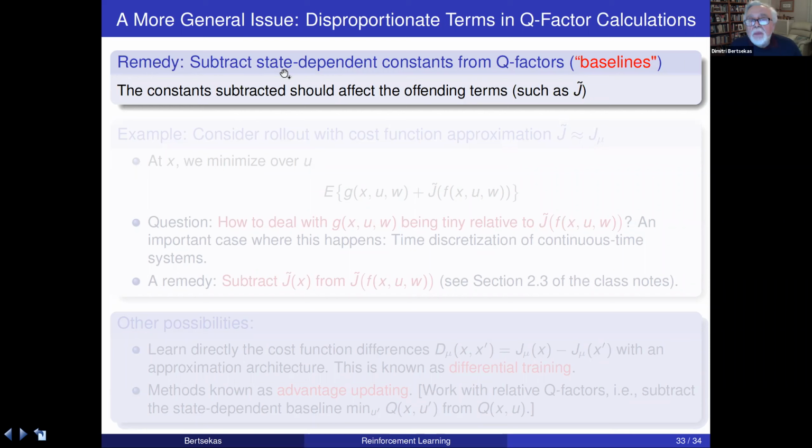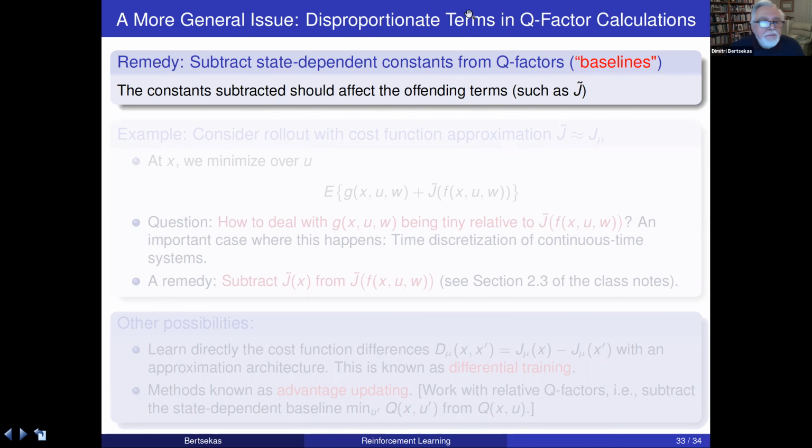The remedy is to subtract some state-dependent constants from the Q factors. These are called baselines in the reinforcement literature. And these constants are going to wipe off the offending terms, the terms that give us trouble. So how do you pick the baselines? Well, I gave you one possibility in the previous slide, but there are others. These baselines are a concern in a number of contexts in reinforcement learning, and you will encounter them in the literature. Their purpose is to deal with disproportional terms coming in approximating Q factors.